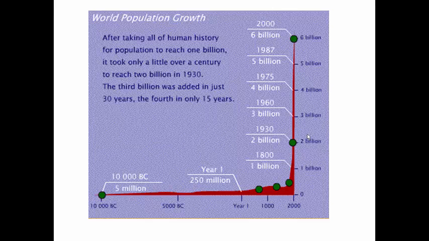If you take all of human history, it took all of human history up until right around here to reach 1 billion people. We reached 2 billion people only 100 years later. The third billion was added in just 30 years, the fourth in 15. It's because our doubling time is lessening, because our population numbers are getting bigger and bigger and bigger.